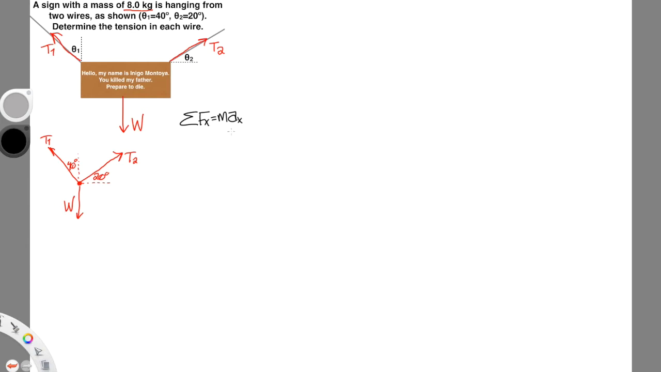Whenever we write this equation, we have some steps that we follow. On the right-hand side of this equation, the side that says ma, all we have to decide is: is the acceleration 0 or is the acceleration not 0? This sign is hanging there and is presumably at rest. So whenever anything is at rest, it has an acceleration of 0.